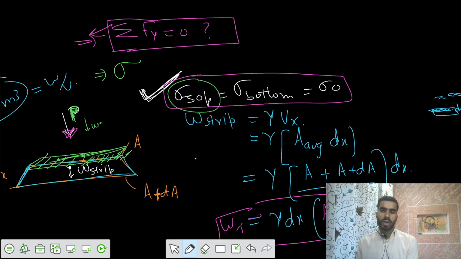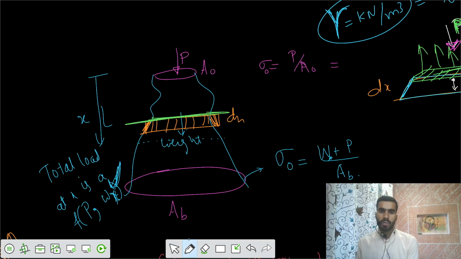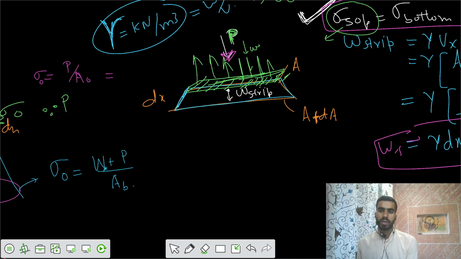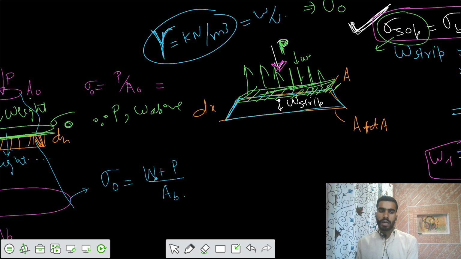We have reached some stress sigma naught, and it is acting over this area A. So this sigma naught is developed because of this load P. For this top area A, the stress sigma naught has developed because of P and the weight above, because the question mentions that you have to account for that weight also. But I don't know the value of the weight above.